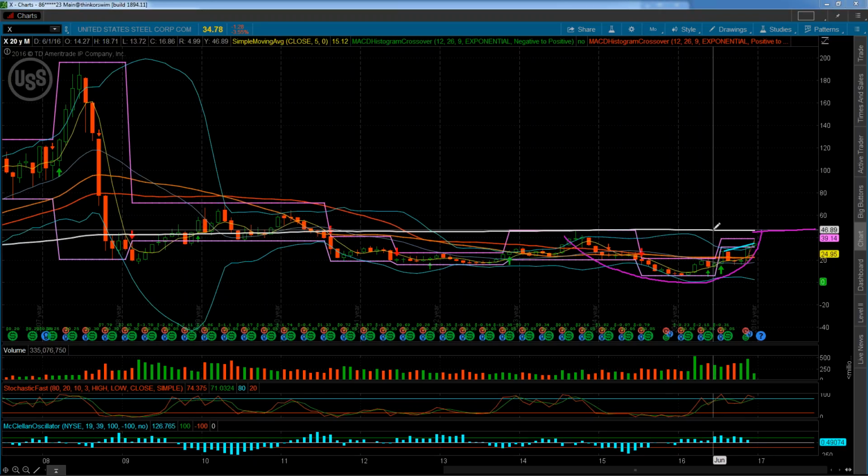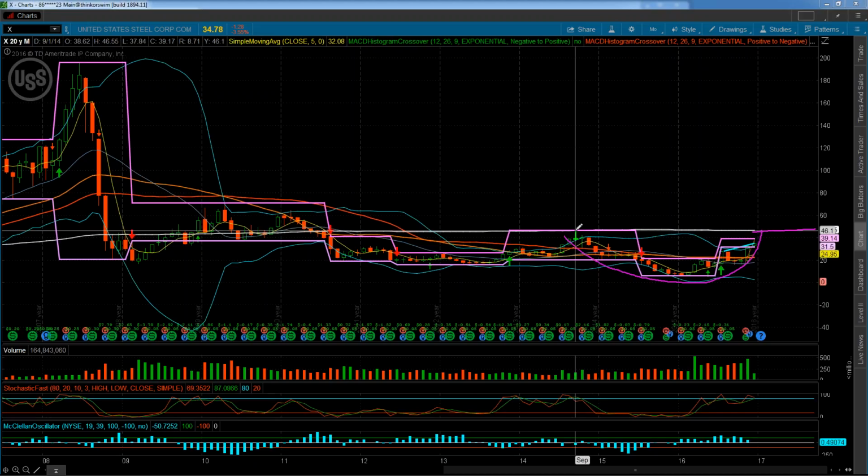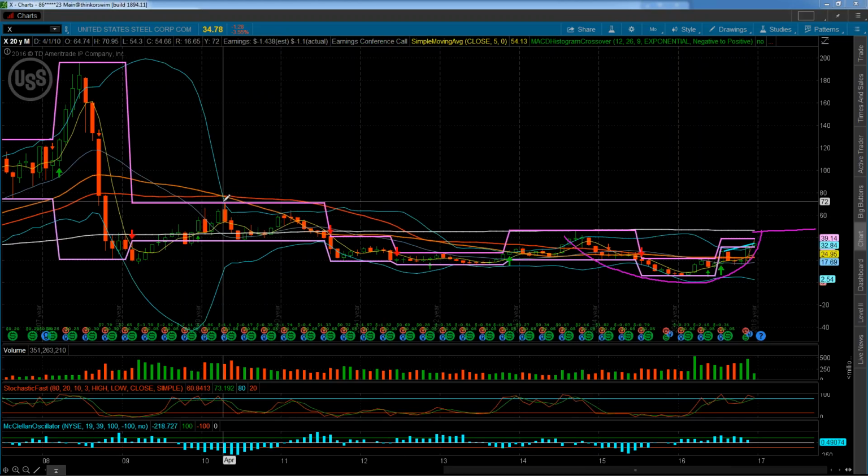Now, this will take weeks and months, maybe weeks, not months. But this is where it's going. Here you have massive resistance, because that's what it was in September of 2014. But if it takes out this level at 46, the next level that comes into play is, sounds hard to believe, $72. So there's some pretty significant stuff going on.